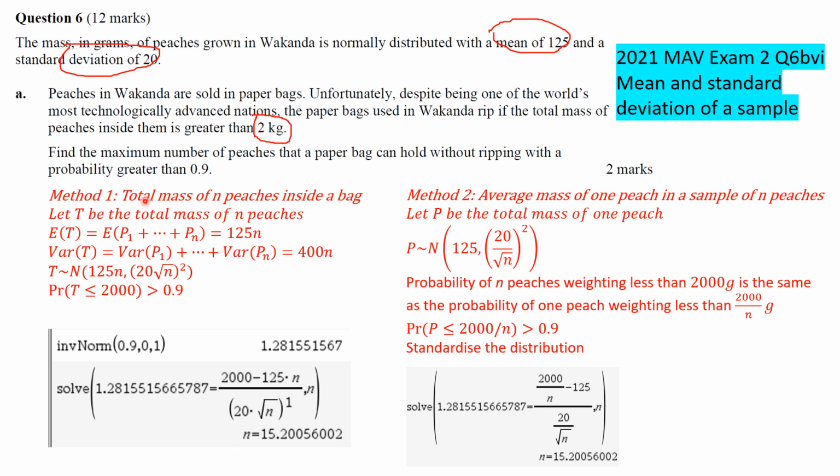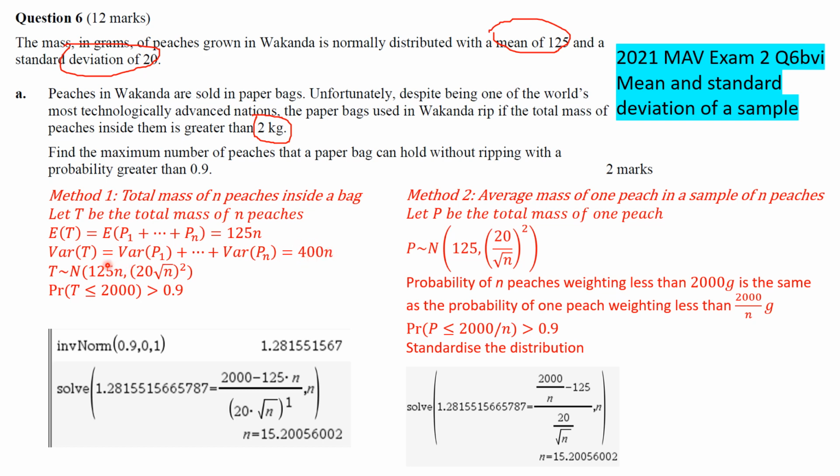For the first method, we look at the total mass of n peaches. So you need to work out the expected value for the total mass. You know the mean mass for one peach is 125 grams. To work out the total mean mass, you multiply 125 by n. For the variance of the total mass, you take the sum of the variances. Because you know the standard deviation is 20, the variance of T would just be 400n.